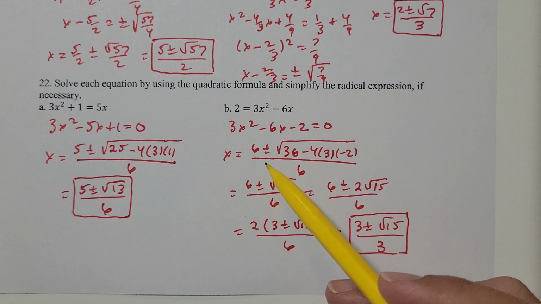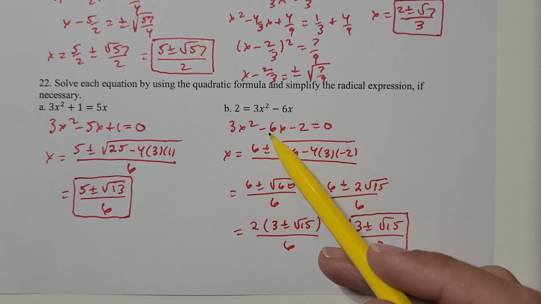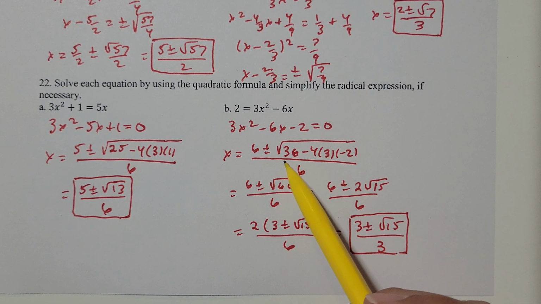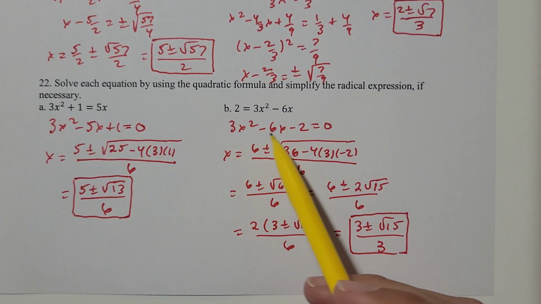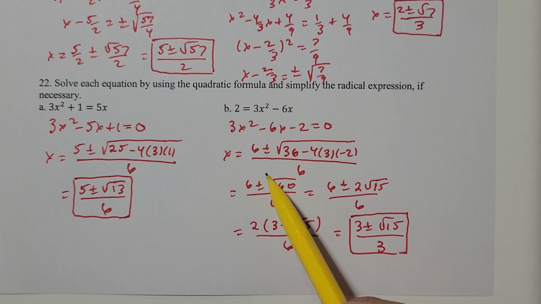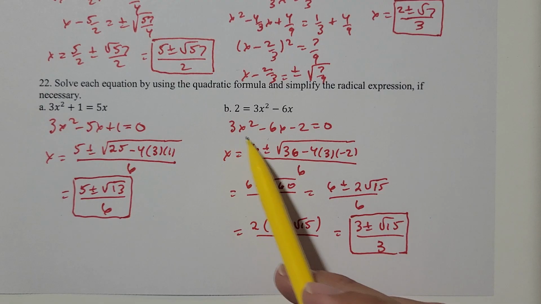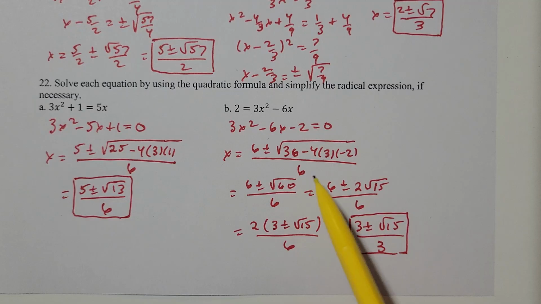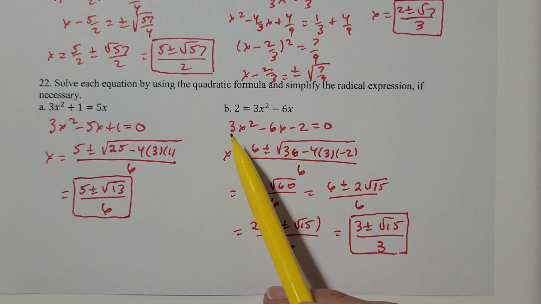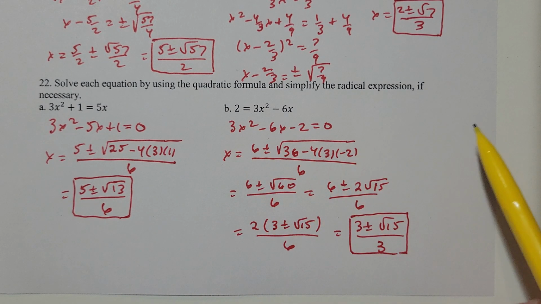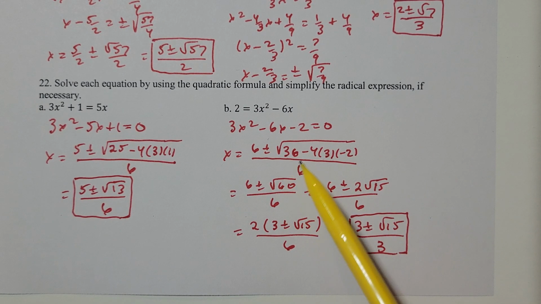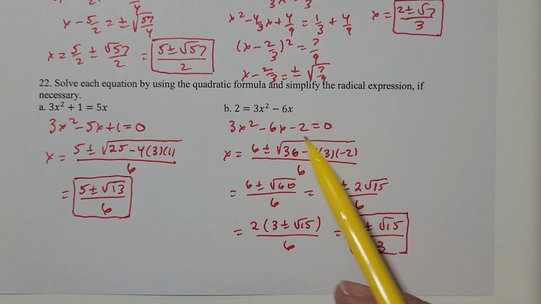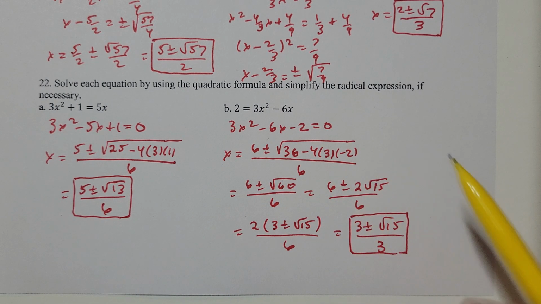X then would be the opposite of B, the opposite of negative 6 is 6, plus or minus the square root of B squared, negative 6 squared is 36, minus 4 times A is 3, times C is negative 2, this is all over 2A, which is 6. Okay, so now the numbers have all been plugged in using the quadratic formula, and now I'm just going to simplify this as far as possible.